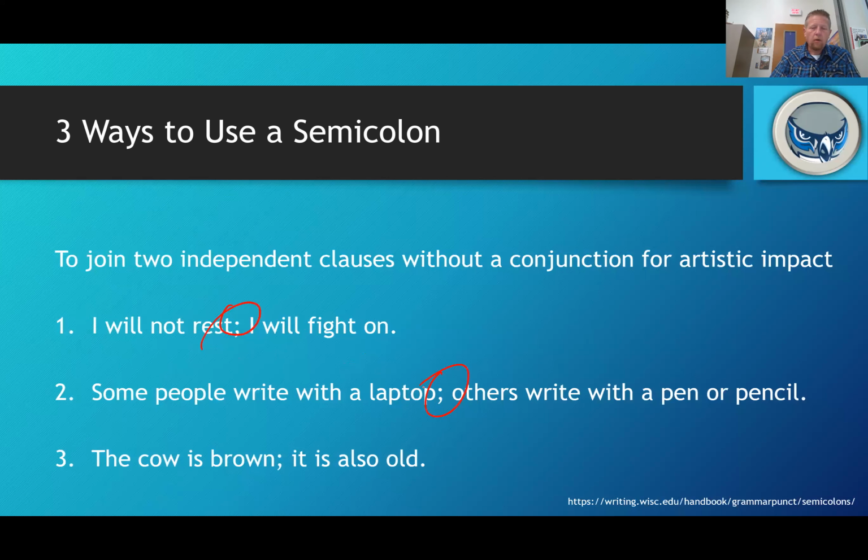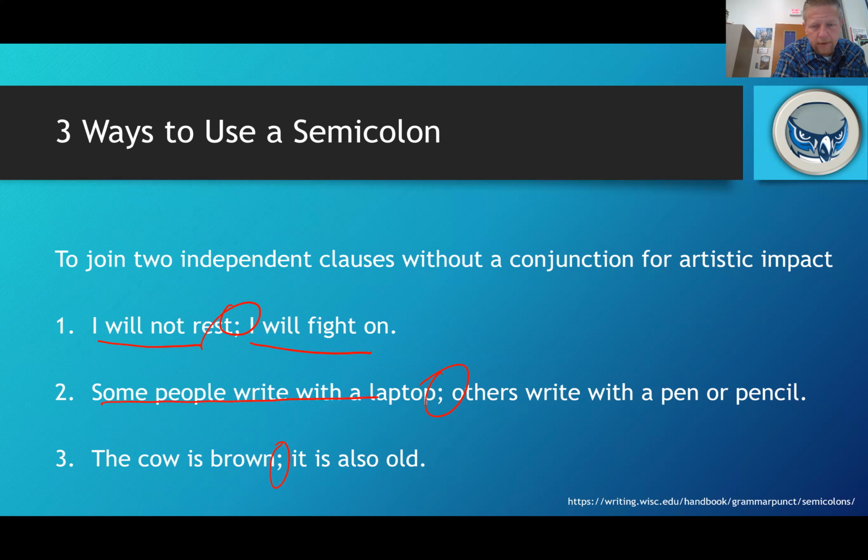You can just use that semicolon and it adds a little bit of artistry to your writing. The cow is brown; it is also old. Now, the one thing I want you to recognize is that the only way you can use a semicolon to connect two independent clauses is if they are in fact independent clauses. If you say, I will not rest; I will fight on, these are both complete sentences.